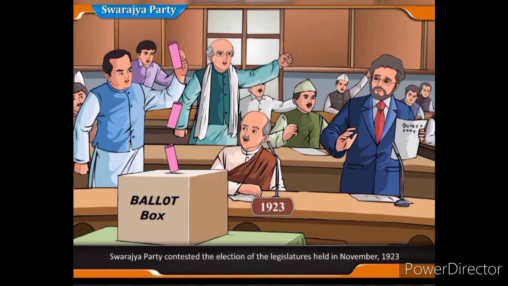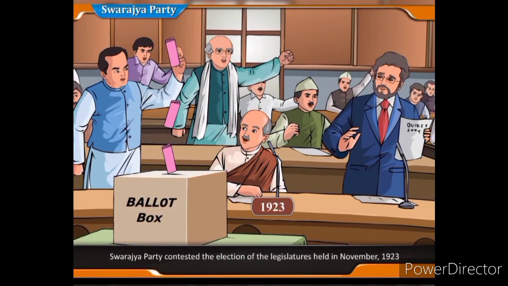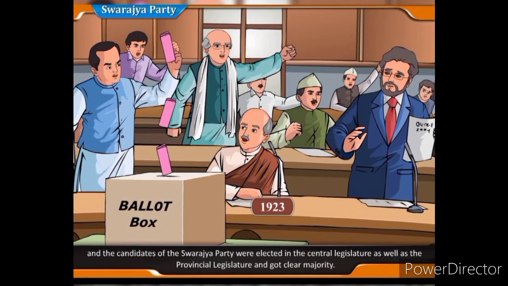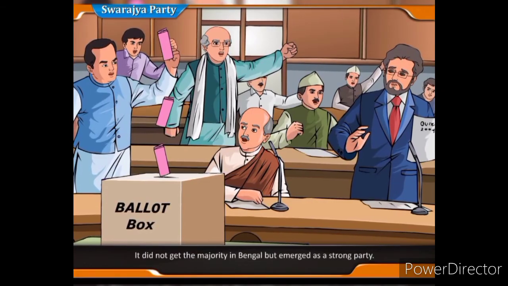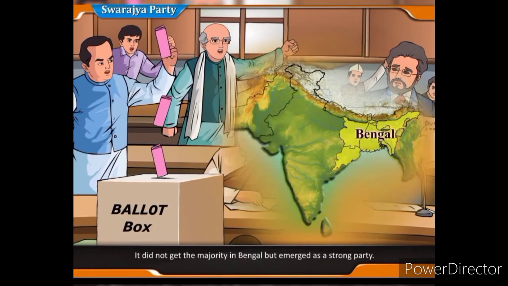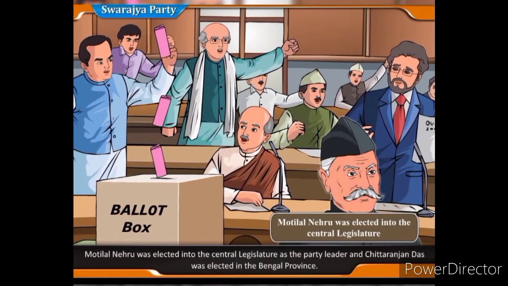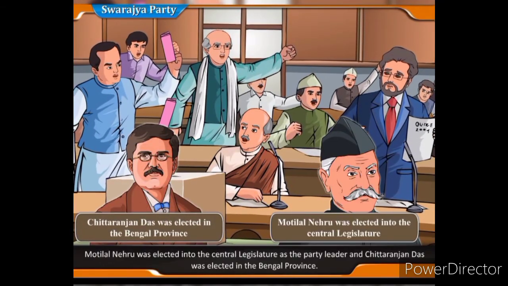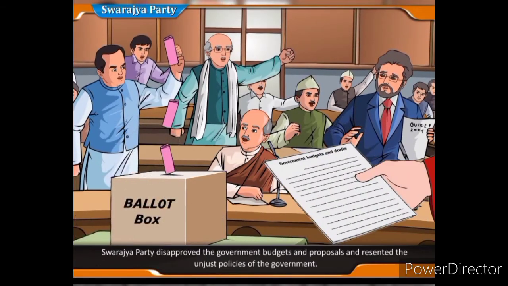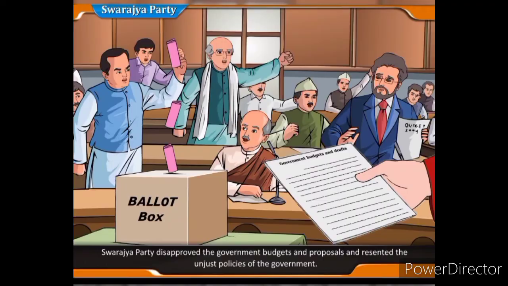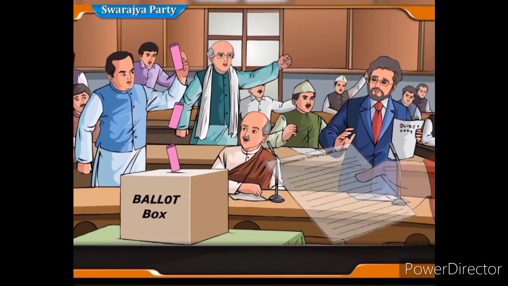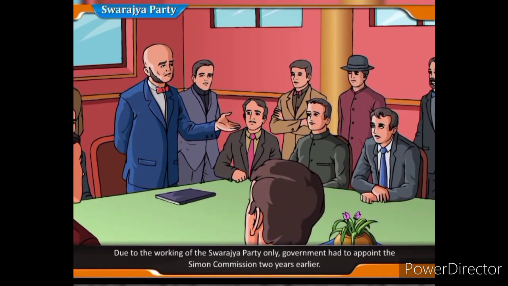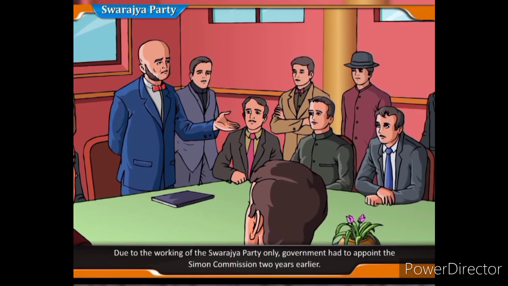Swarajya Party contested the election of the legislatures held in November 1923, and the candidates of the Swarajya Party were elected in the central legislature as well as the provincial legislature and got a clear majority. It did not get the majority in Bengal, but emerged as a strong party. Motilal Nehru was elected into the central legislature as the party leader, and Chittaranjan Das was elected in the Bengal province. Swarajya Party disapproved the government budgets and proposals and resented the unjust policies of the government. It compelled the government to consider the problems of the people. Due to the working of the Swarajya Party only, the government had to appoint the Simon Commission 2 years earlier.